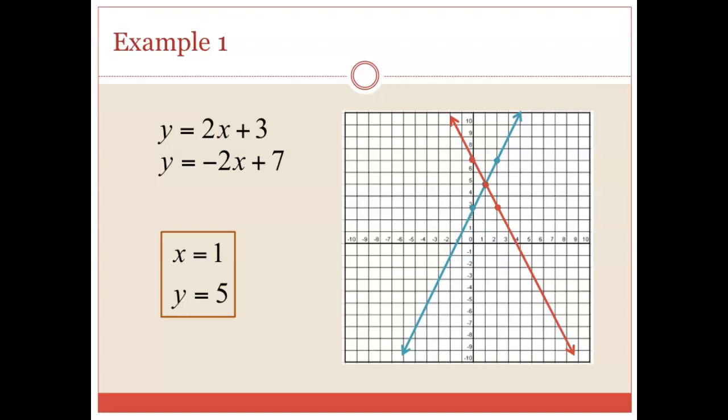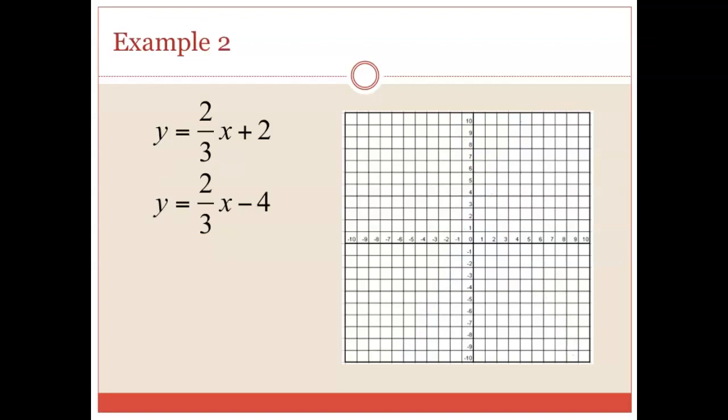Let's look at the next example. We have y equals 2/3 x plus 2 and y equals 2/3 x minus 4. Let's start with 2/3 x plus 2. My y-intercept is at 2, and my slope is 2/3. So I'm going to go up 2 and to the right 3. Next we have y equals 2/3 x minus 4. Let's start at negative 4 on the y-axis, and I'm going to go up 2 and to the right 3.